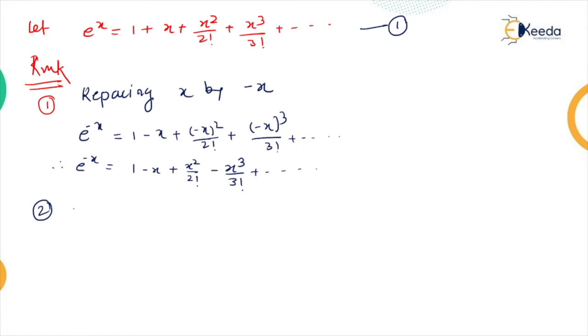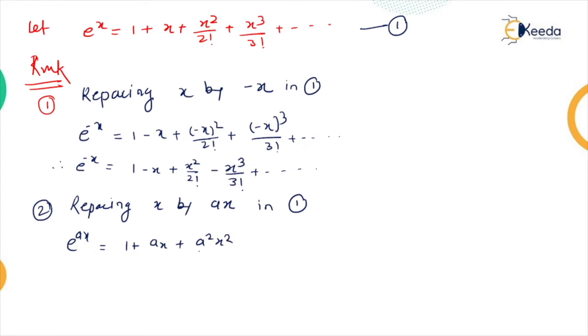Replacing x by ax in equation 1. So what will you get here? Replacing x by ax, this is equal to 1 plus ax plus a square x square divided by 2 factorial plus a cube x cube divided by 3 factorial plus, and so on. So this is a series expansion of e to the power ax.